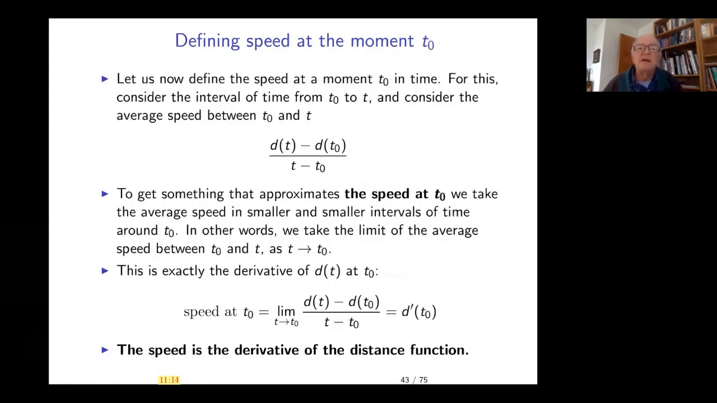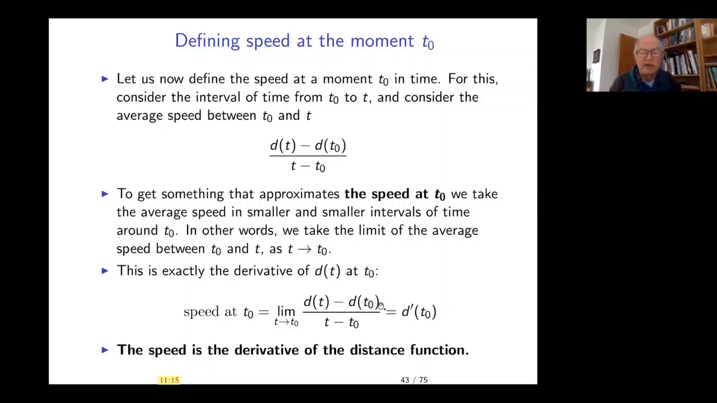Now I want to define the speed at a given moment. So at a given moment, t0. For that, I take a moment in time t, and the moment t0, which I think of as fixed, that's where I want to define the speed at t0. And so I'm taking d of t minus d of t0 over t minus t0. Now this is the average speed between time t and time t0. You can think of t being smaller than t0 or bigger than t0, mathematically it makes no difference. And the speed at t0, here is the formula in this line, is the limit as t goes to t0 of the average speed, d of t minus d of t0 over t minus t0.